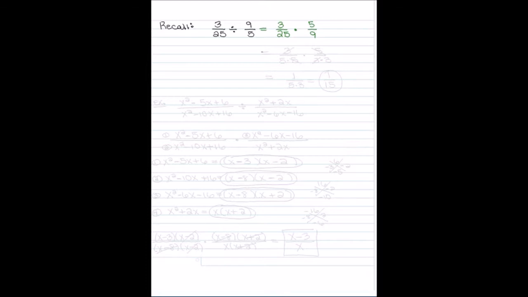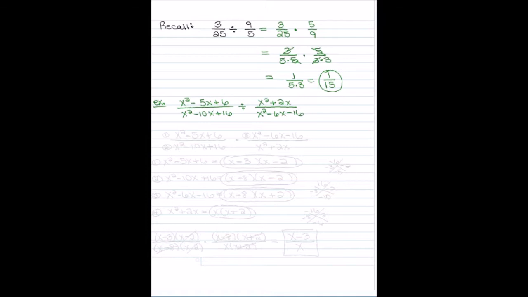So I have 3 over 25 can be broken up into 5 times 5, times 5 over 9 can be broken up into 3 times 3. And again, I cross out anything that looks the same at the top and bottom. And that leaves me 1 at the top and 5 times 3 in the denominator. So my answer is 1 over 15.